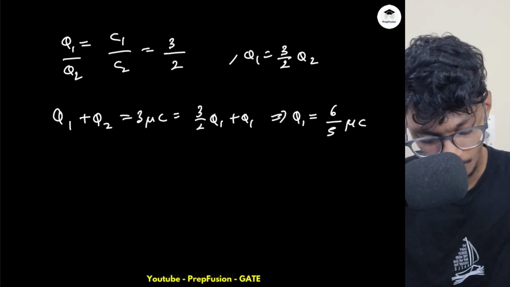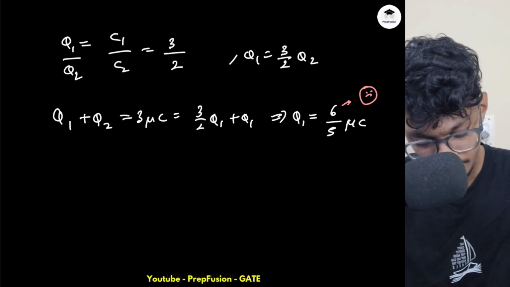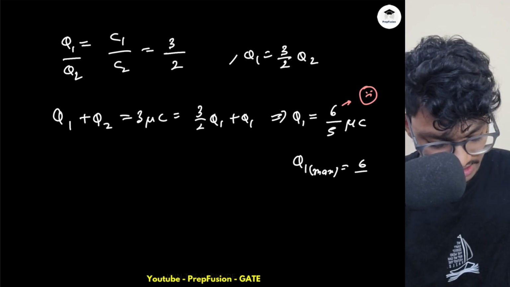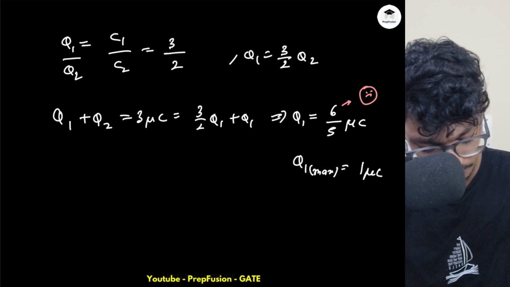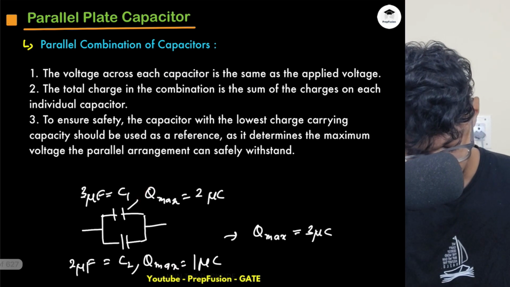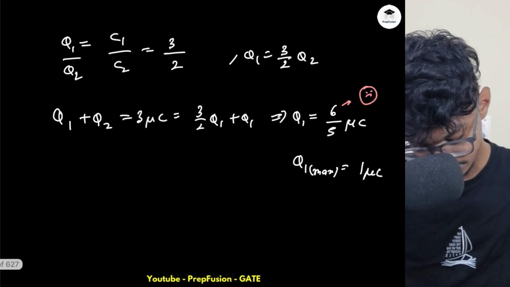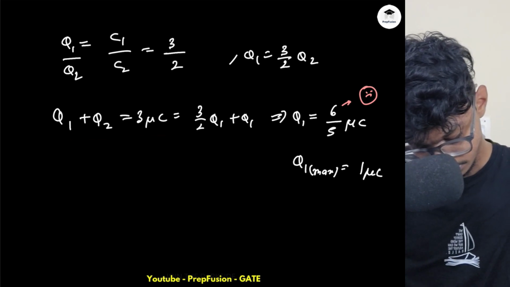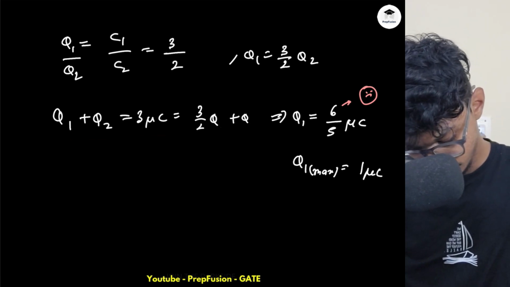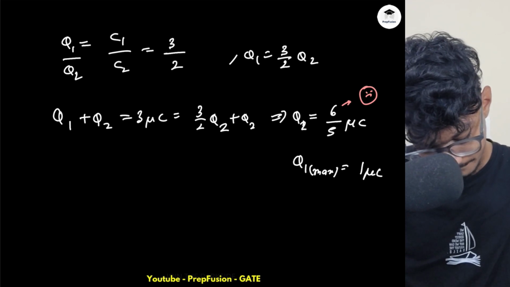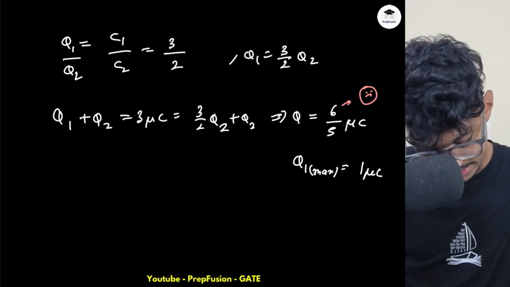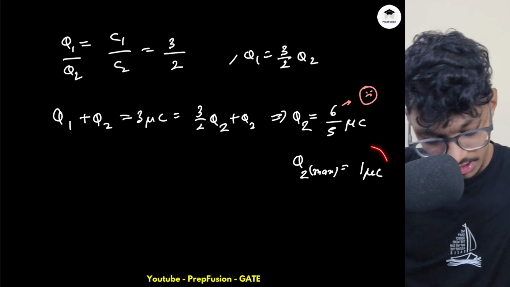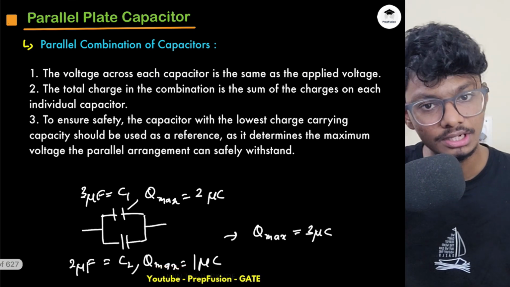Now here I observe a problem. What is the problem? Q1 max was actually 1 microcoulomb, correct? Sorry, not Q1, this is what I found out. Sorry, this is Q2 actually. So Q2 max is what? Q2 max is actually 1 microcoulomb as specified by the manufacturer.